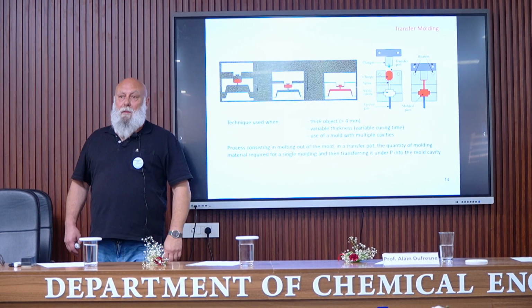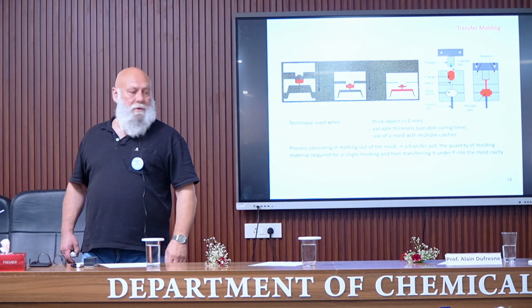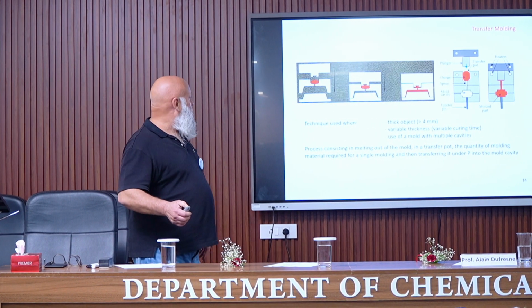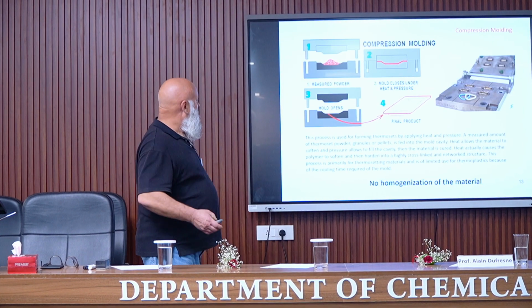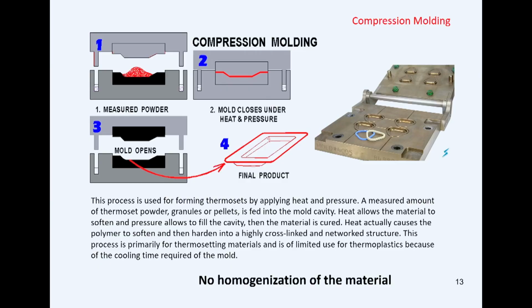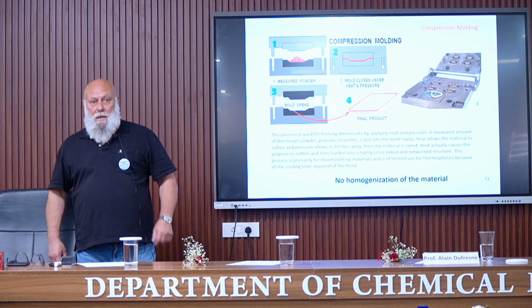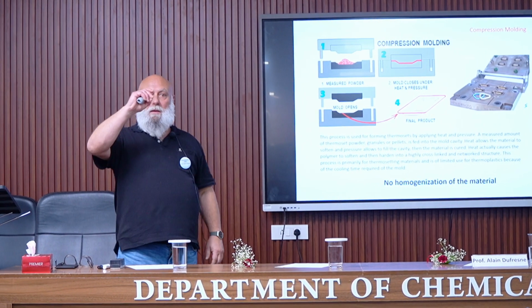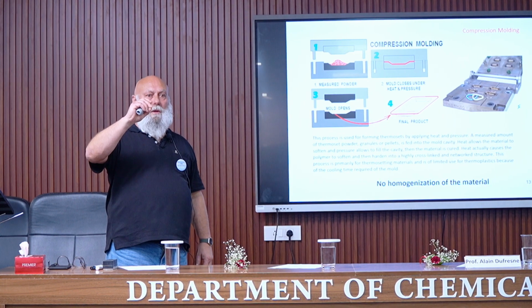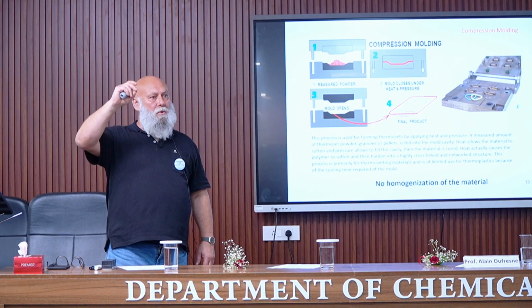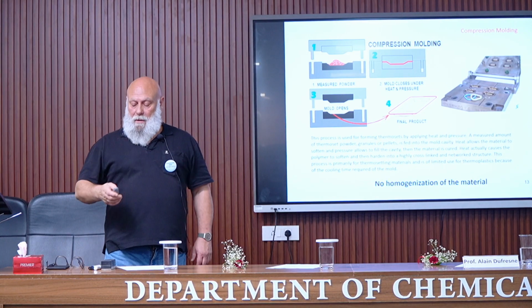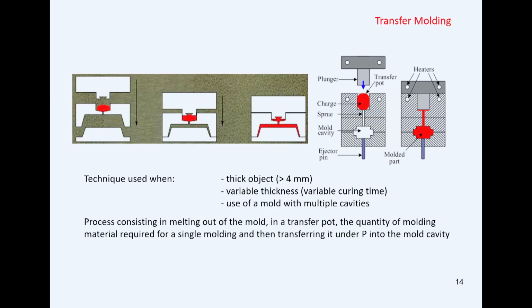This technique is mainly used when considering thick objects, higher than 4 millimeters, because, of course, you can imagine that with the previous technique, cross-linking occurs by heating the material by conduction. And of course, you know that polymers are poorly conductive of heat, meaning that the cross-linking process starts at the surface of the product. If the material is too thick, you have a gradient of cross-linking, which is not the case here. Variable thickness can be used, and of course there is a mold with multiple cavities that can be used.